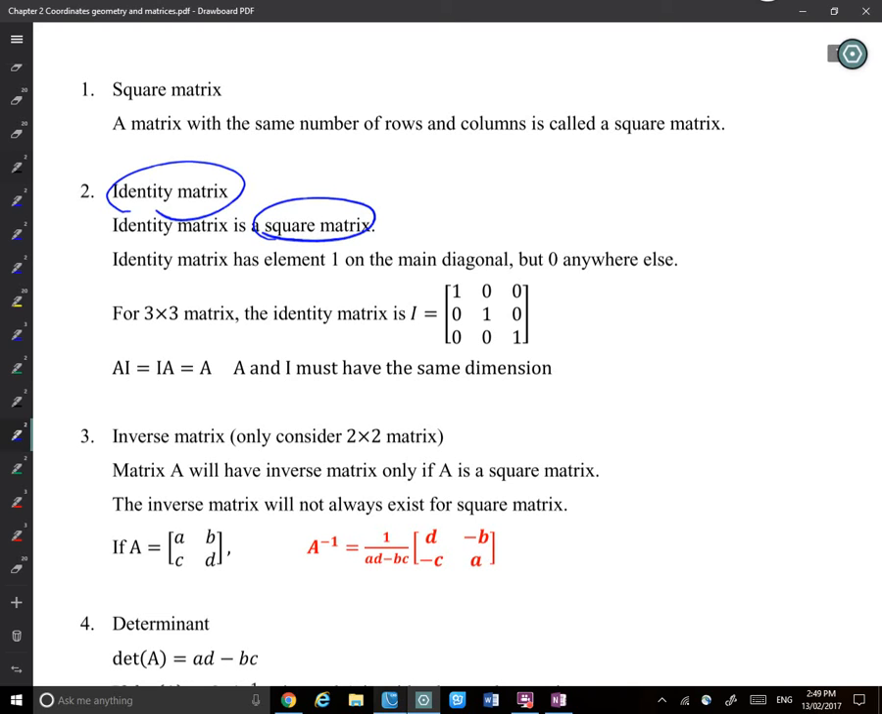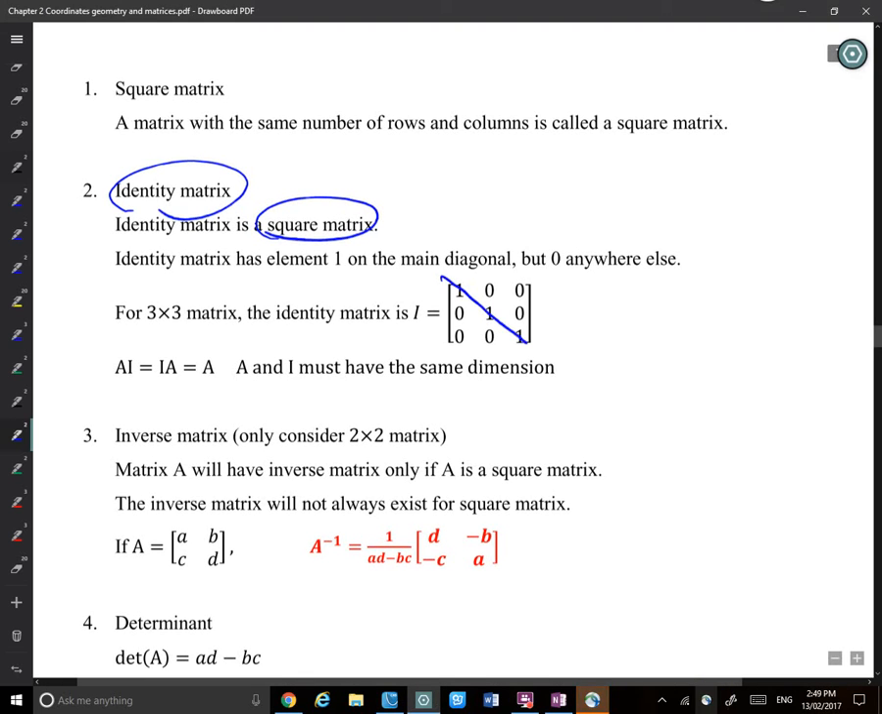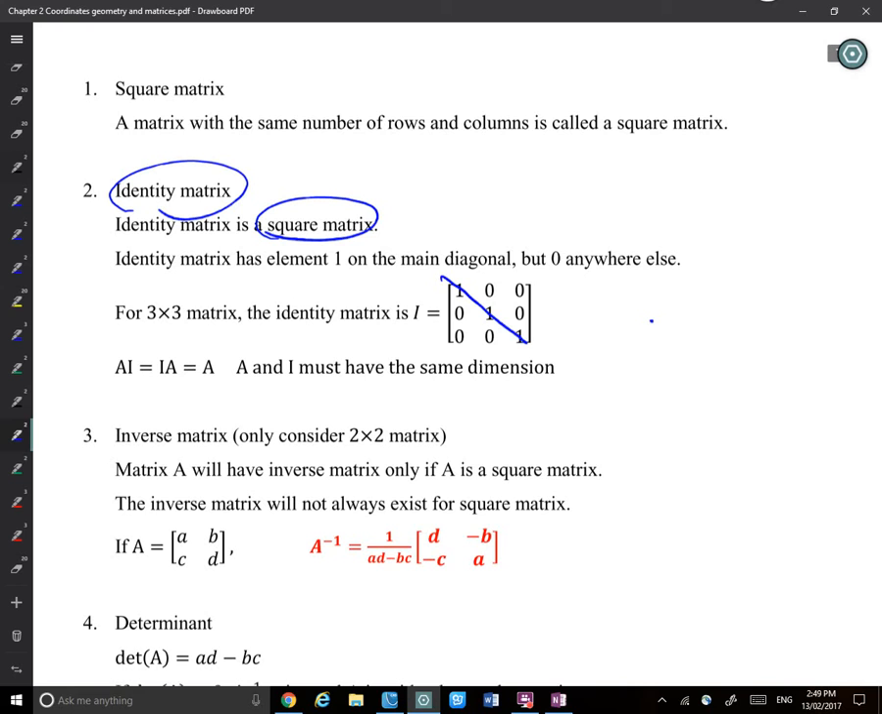So where is the main diagonal? You have 2 diagonals, but the main diagonal goes from the left top to the right bottom. That will be the main diagonal, not the other way around.